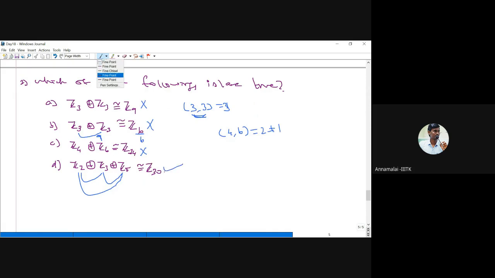I stated this previously only for 2 cases. We can extend it to the n case. That means, suppose we take n: Zm1 cross Zm2 cross, and so on.